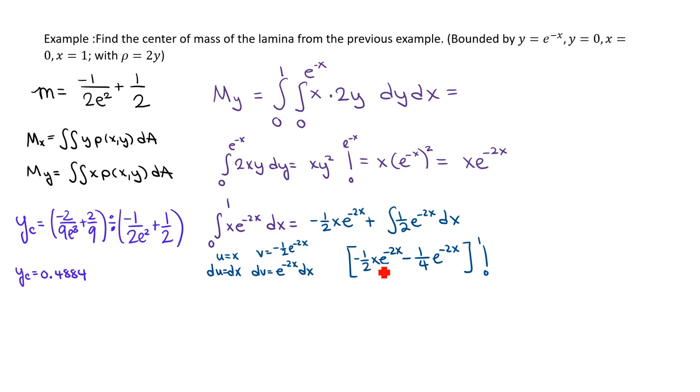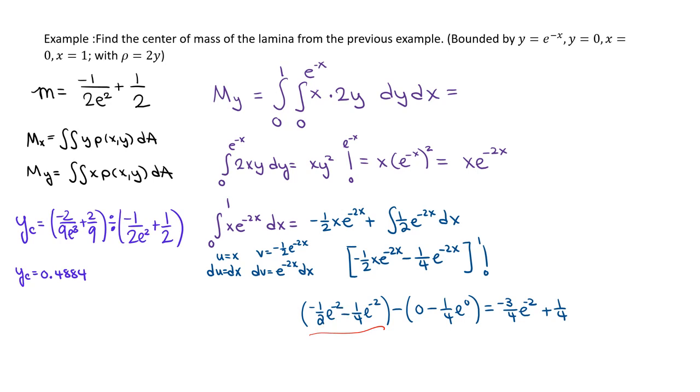So let's see, we've got negative 1/2 x e to the negative 2x, and then the antiderivative of 1/2 e to the negative 2x. We're going to divide by negative 2 again. So now I've got a minus 1/4 e to the negative 2x. So all of that is my antiderivative. And now I'm going to go ahead and plug in those bounds of integration. So I'm going to have to plug in the 1.